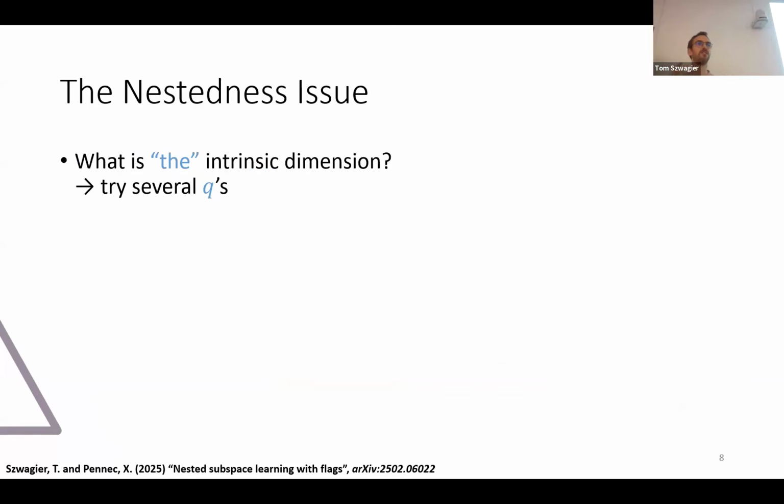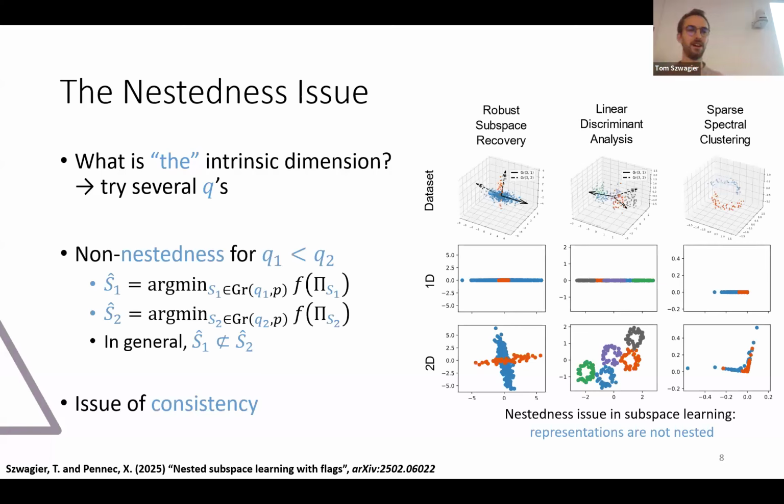The second issue, which we call the nestedness issue, is that in general, in practice on real data, you don't know the intrinsic dimension of your data. And it's not even evident if there is a unique intrinsic dimension. So what people usually do is try several dimensions. And the issue is that in general, when you try different dimensions, the subspaces output by your subspace method won't be nested, in the sense that the smallest one won't be included in the largest one, which raises an important issue of consistency between your data representations at different dimensions.